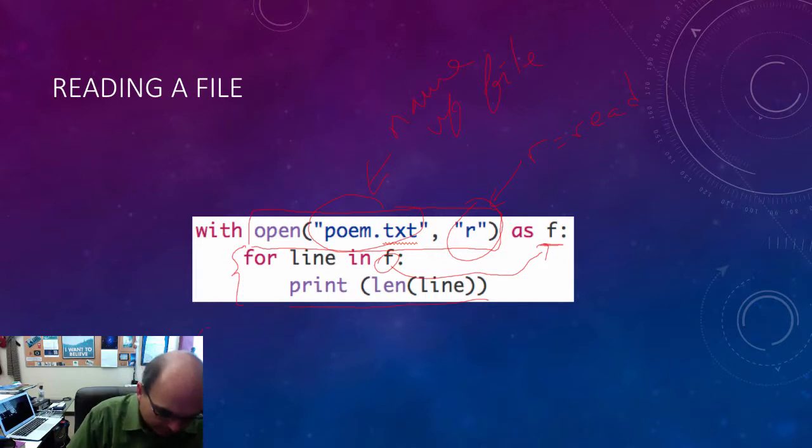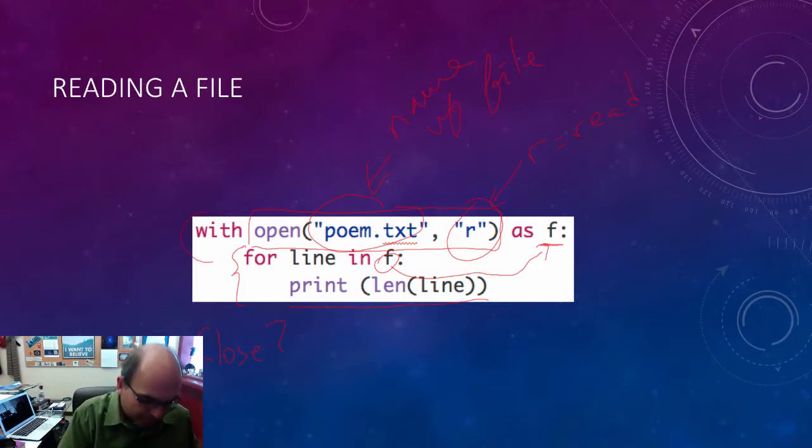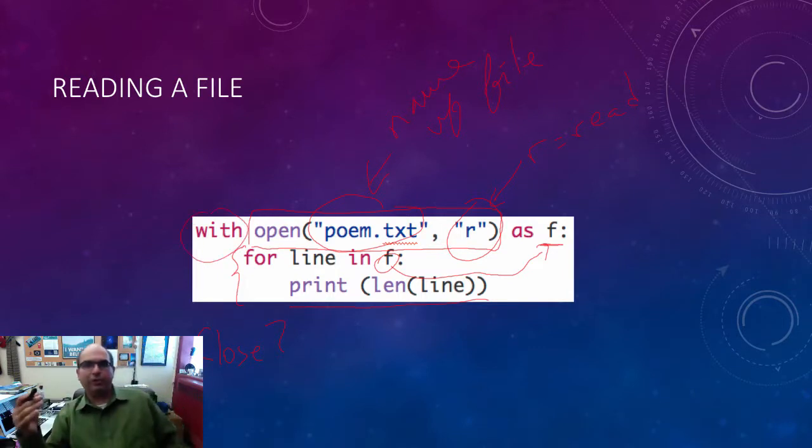Now you'll notice that we're not closing the file. The reason for that is that so many programmers forget to close files that Python came up with a with statement. And you say with open. As soon as you finish the code that's inside the with, Python automatically closes the file. So you don't have to remember to close it. That's why that works.